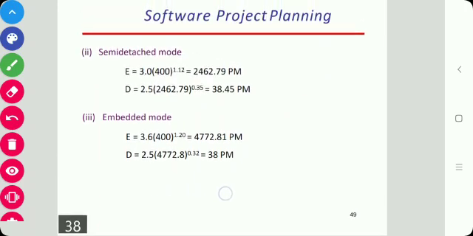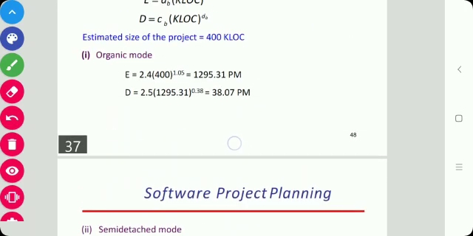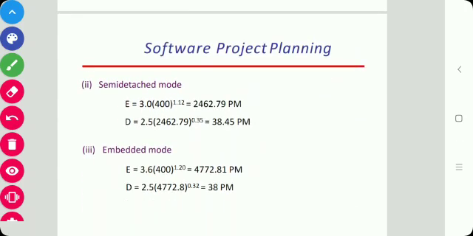From this example we will see that the effort calculated for embedded mode is approximately 4 times the effort for the organic mode. Effort here is 1295 and the effort for the embedded mode is 4772. So approximately it is 4 times the effort for organic mode. The effort calculated for semi-detached mode is 2 times the effort of organic mode.